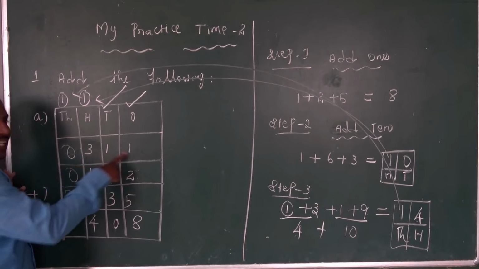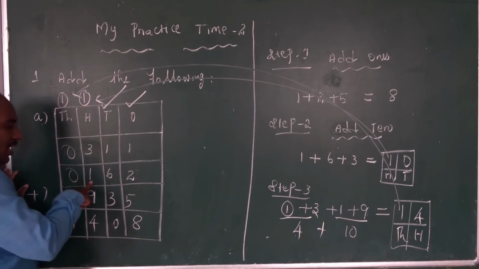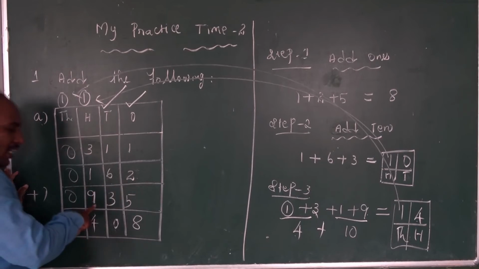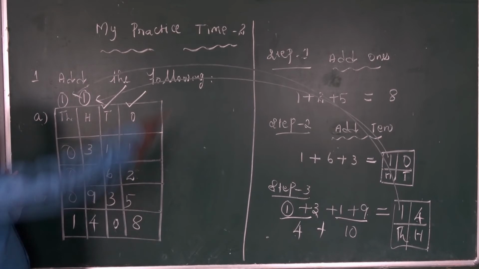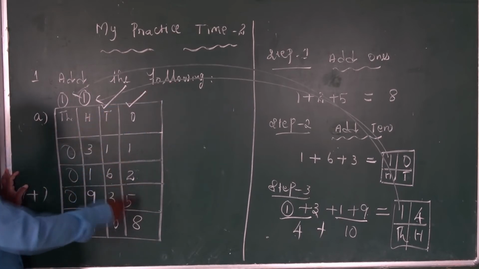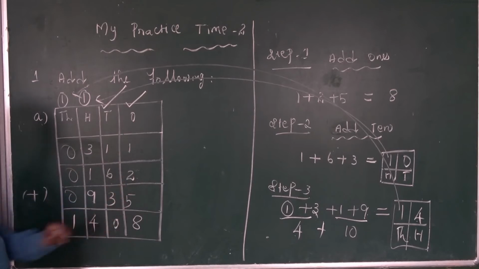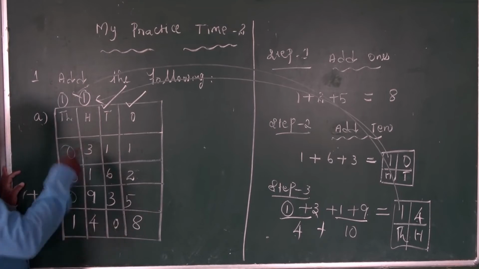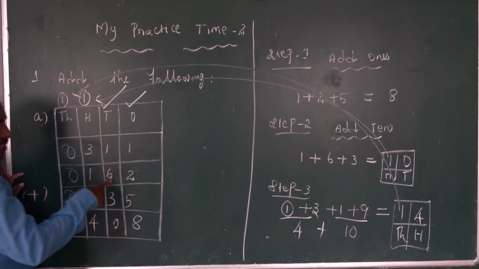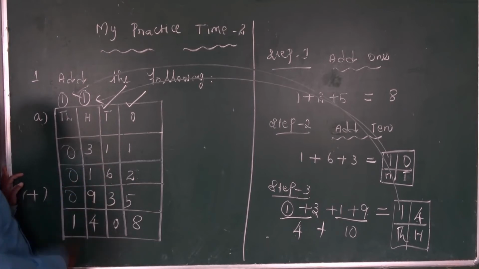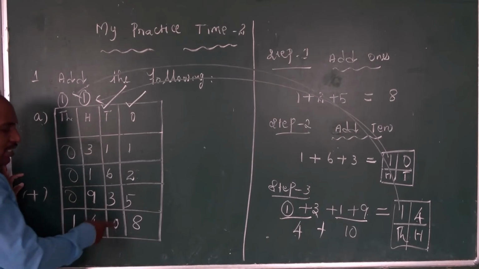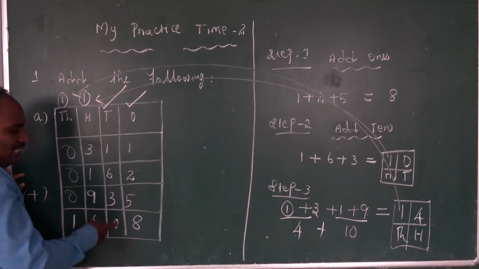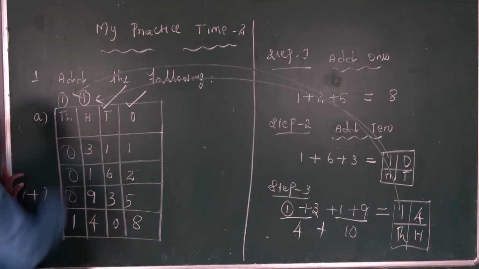First one 311, then second one 162, then third one 935. First we add ones: 1 plus 2 plus 5. 1 plus 2 is equal to 3, 3 plus 5 is equal to 8. The next one is the tens place: 1 plus 6 plus 3. 1 plus 6 is equal to 7, and 7 plus 3 is equal to 10. That means we write the 0, balance 1, and carry the 1 to the hundreds place.